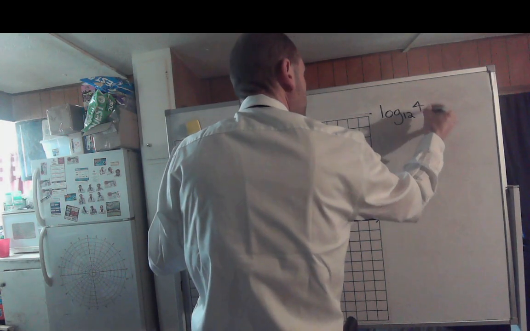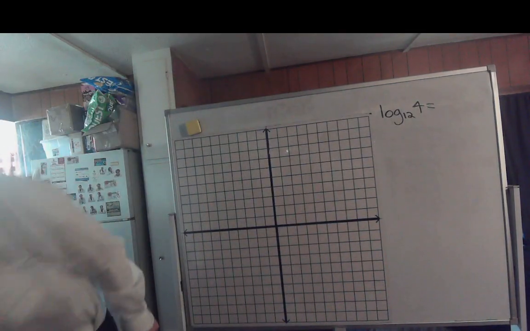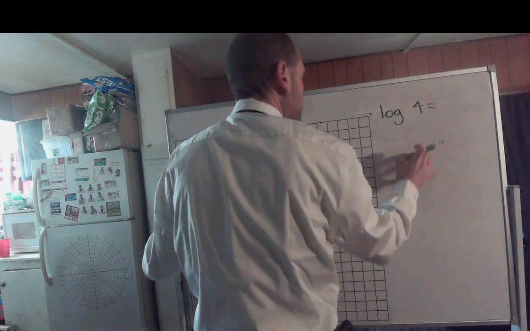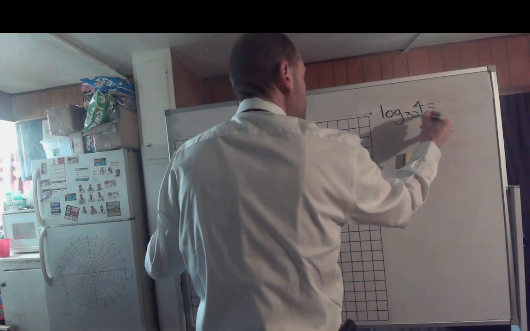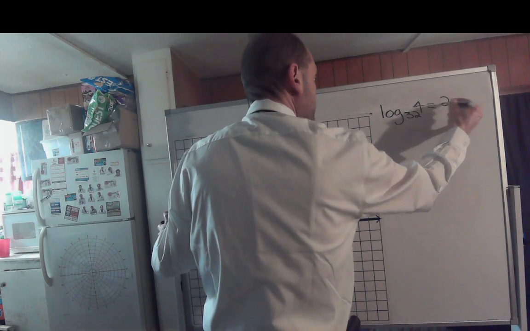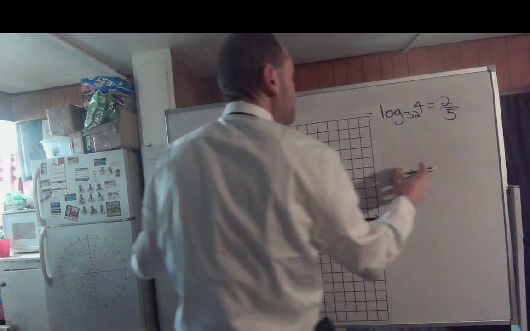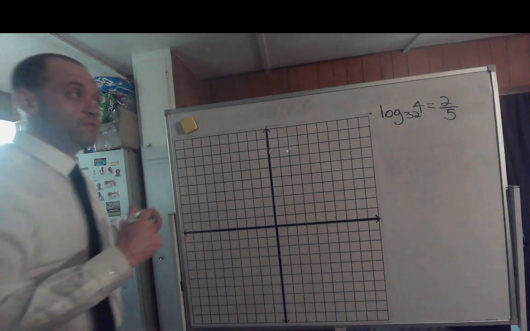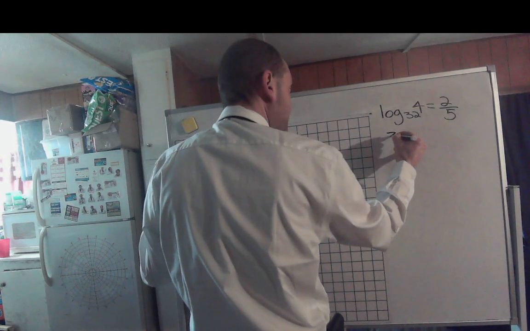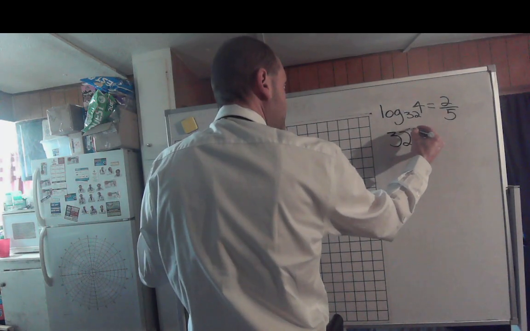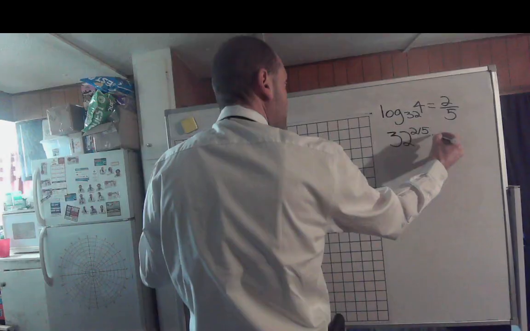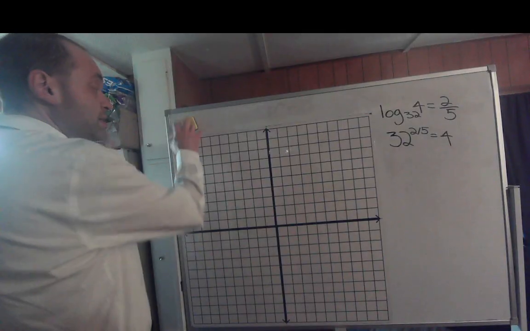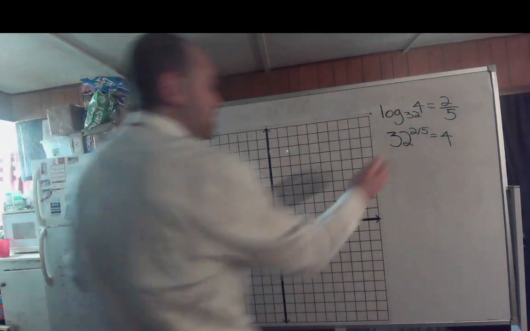Log base 32 of 4 equals 2/5. I misread the book. So we have log base 32 of 4 equals 2/5. This is going to be the same as 32 to the 2/5 power equals 4. And we know that's a true statement. So that's for basic logarithmic notation.